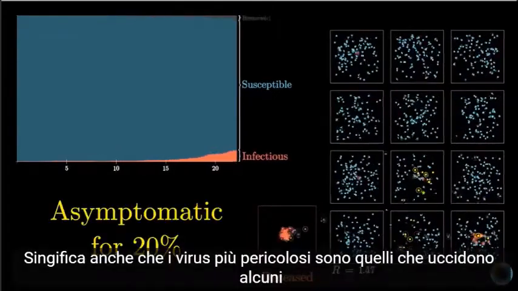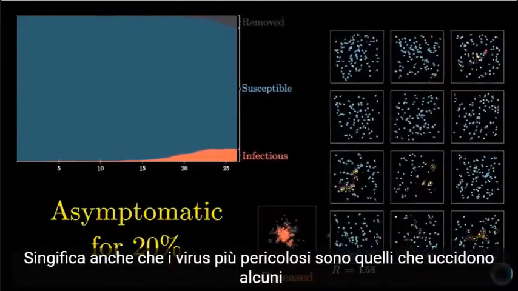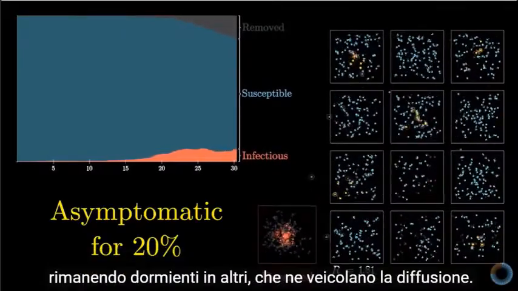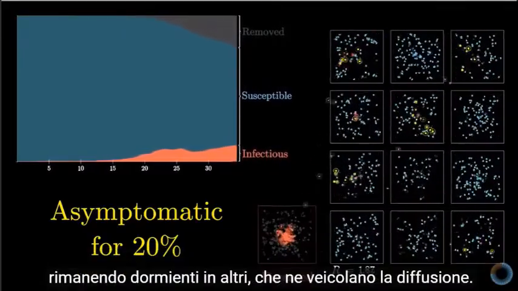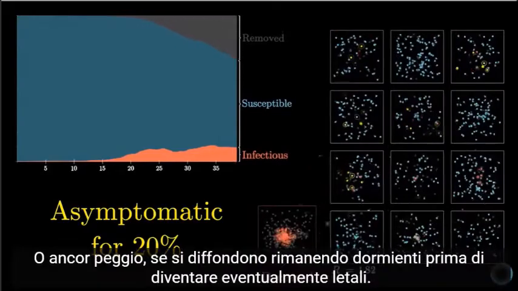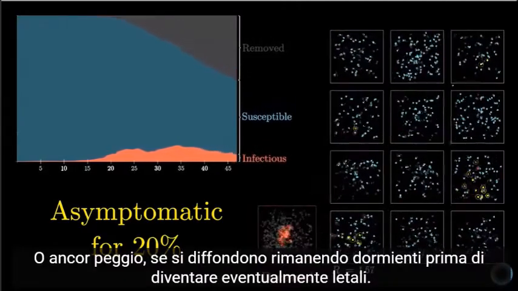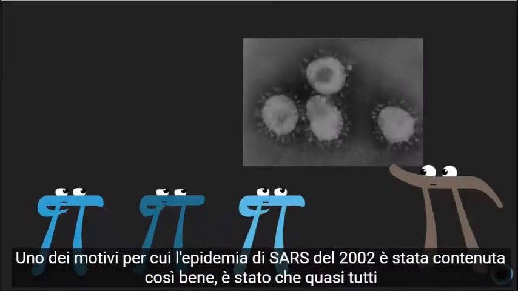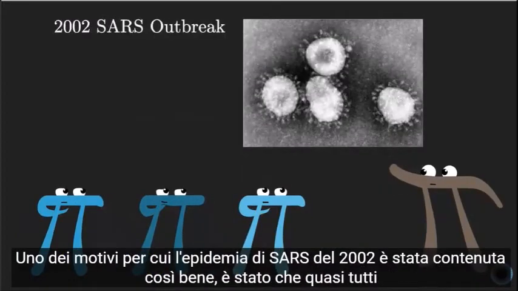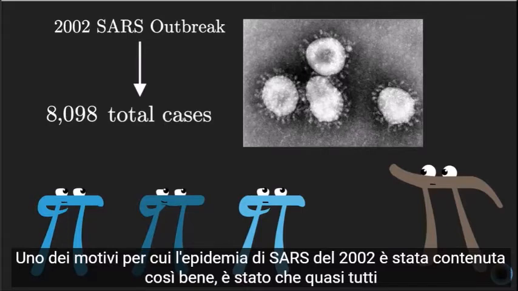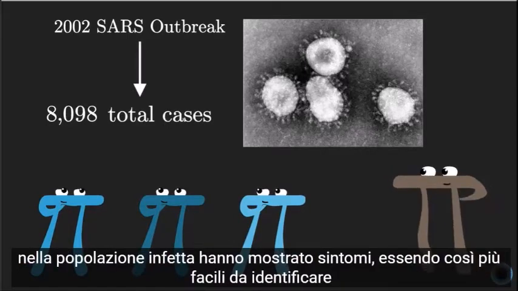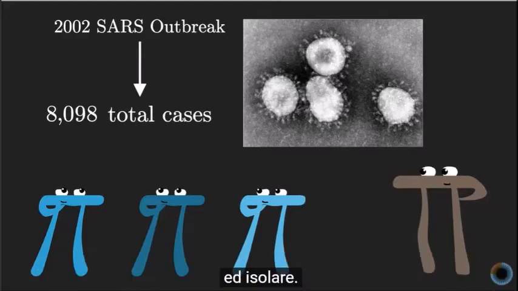It also means that the most dangerous viruses are the ones that kill some part of the population while laying unnoticed and spreadable among others. Or worse yet, if they remain unnoticed and spreadable in everyone before eventually becoming lethal. One of the reasons that the SARS outbreak in 2002 was so well contained is that just about everybody in this infectious population was showing symptoms, so they were much easier to identify and isolate.